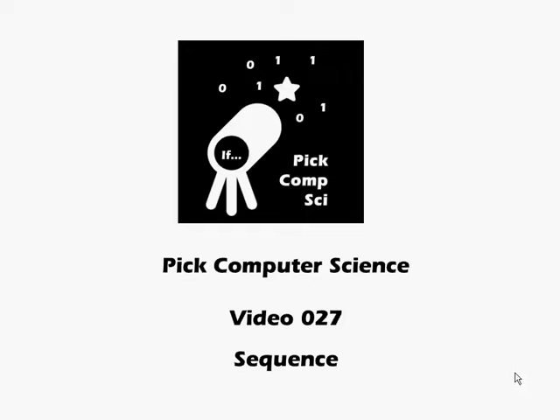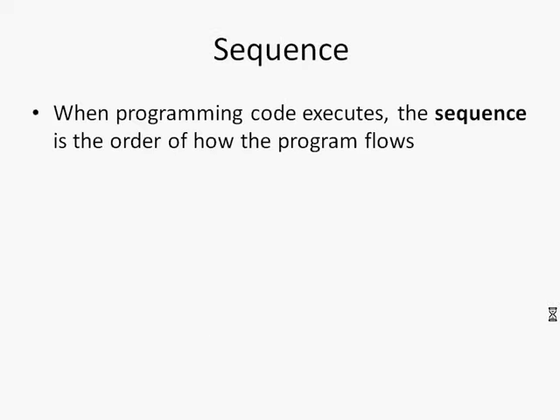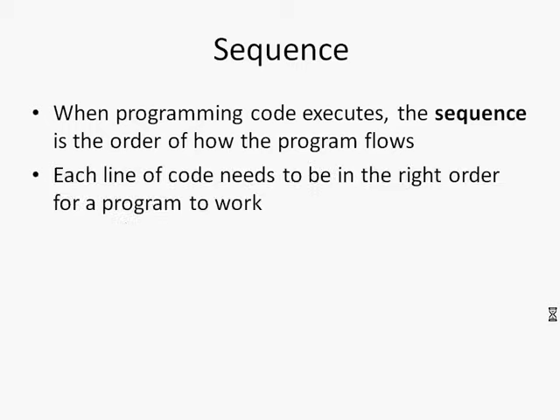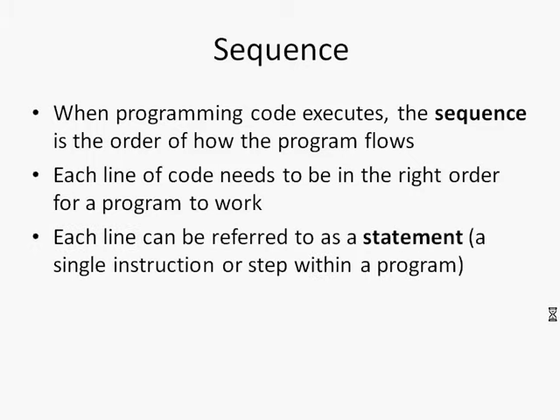Video 27, looking at sequence. First of all, sequence. When programming code executes, a sequence is the order of how the program flows. Each line of code needs to be in the right order for the program to work correctly. Each of these lines can be referred to as a statement. So a good definition of a statement is a single instruction or step within a program.